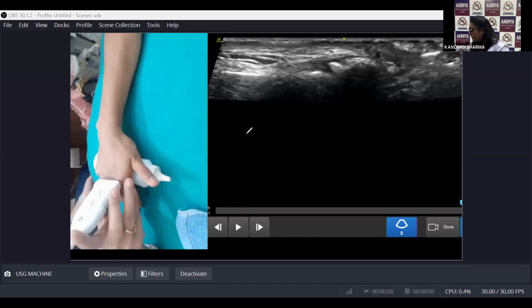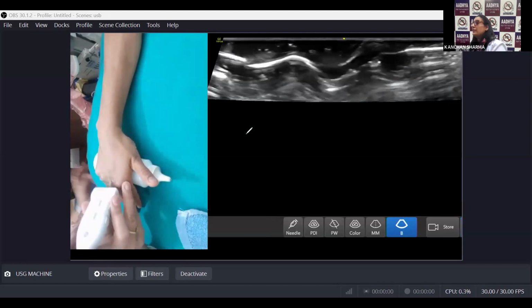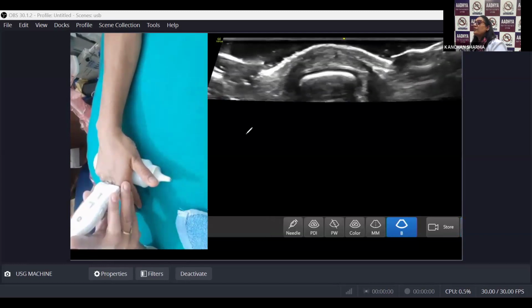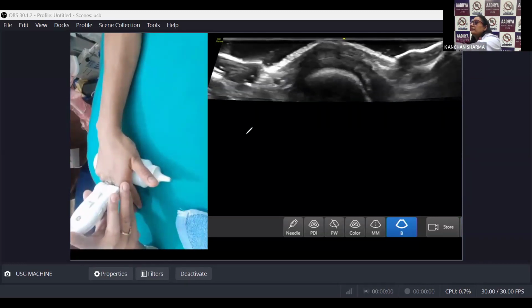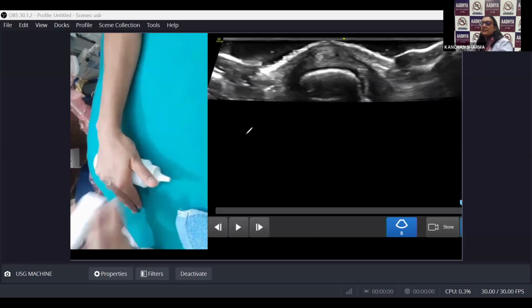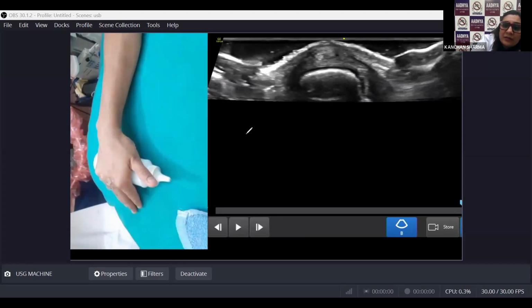Okay. So you just put your probe in the short axis over this head and you try to look for this tendinous thing. Okay. I will freeze it here. So what you are seeing here is the tendon. These are the sagittal bands. What you are seeing here is the capsule, okay, of your metacarpophalangeal joint.